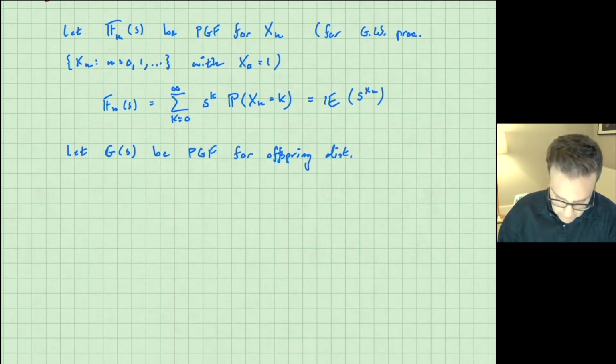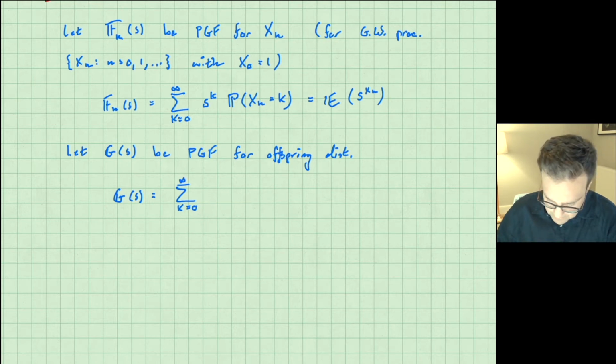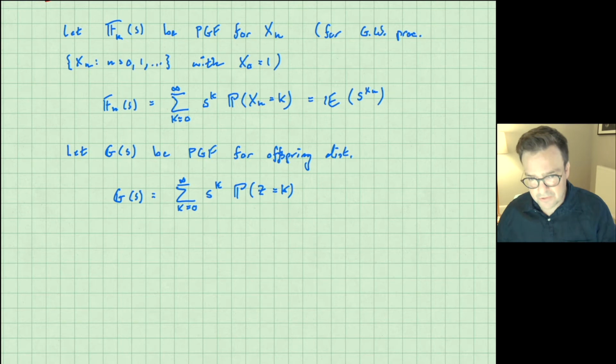Right, so in other words, G of S is equal to the sum, it's just the definition, k equals 0 to infinity, S to the k, and the probability that Z is equal to k. And that probability mass function is the same for all of them, and so this is the same.